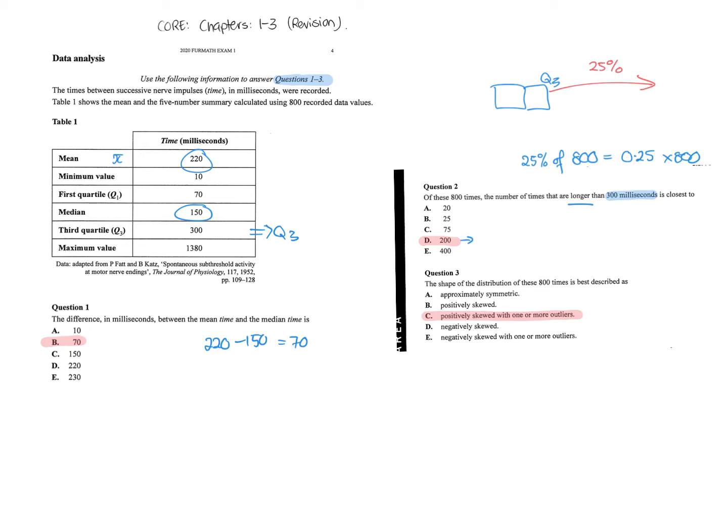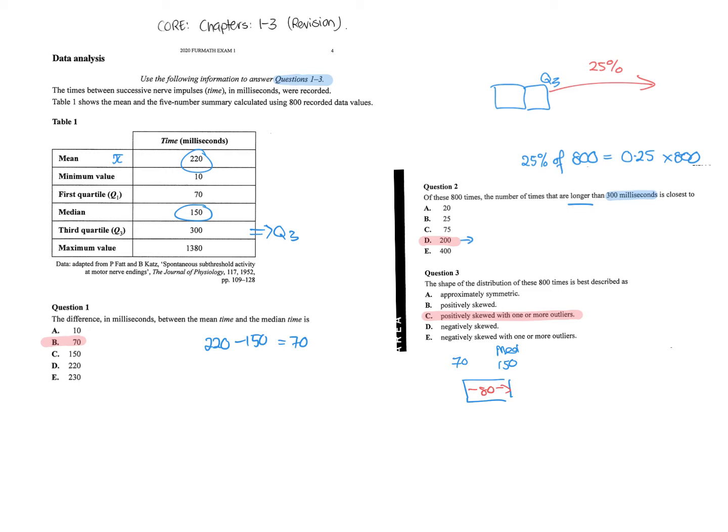Okay, with question 3, the shape of the distribution is best described. We have not been given a graph, but we could roughly sketch one. So if you look here, we've got the median. We said the median's at 150. And then Q1 is at 70. There's an 80 difference between 70 and 150.